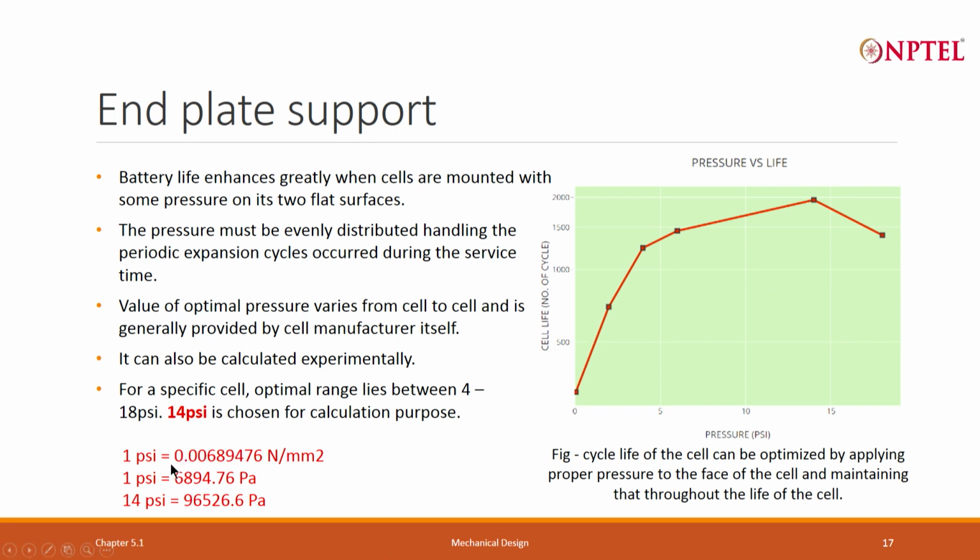The conversion factor is given. 1 psi is 6894.676 Pascal.